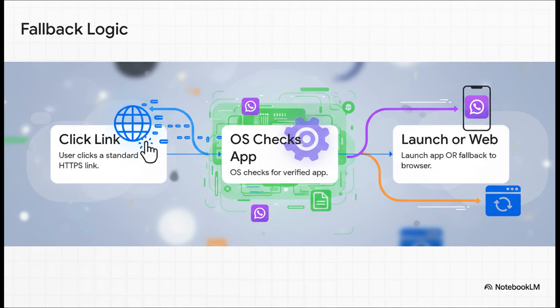Step 1, you click a standard HTTPS link. Step 2, your OS pauses for just a fraction of a second and checks a highly secure file to see if you have the verified app installed for that specific web domain. And step 3, well, that's where the magic happens. If you do have the app, the OS intercepts that web traffic, hands you off, and launches the app directly.